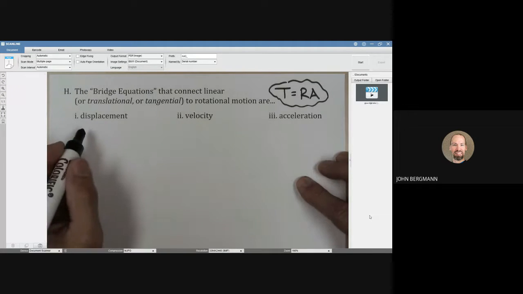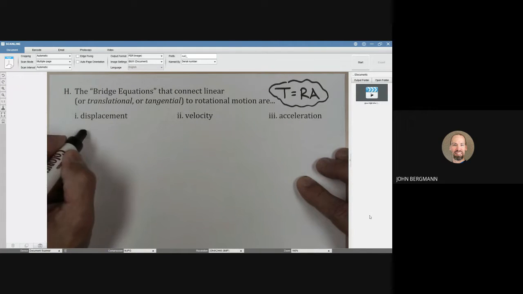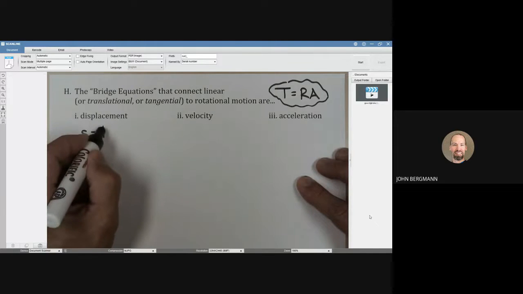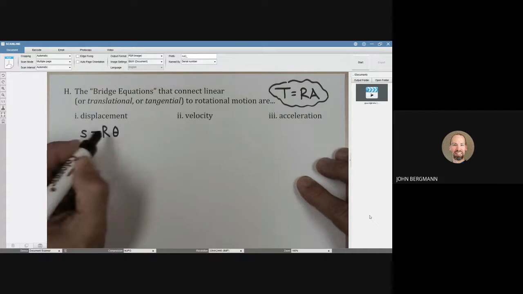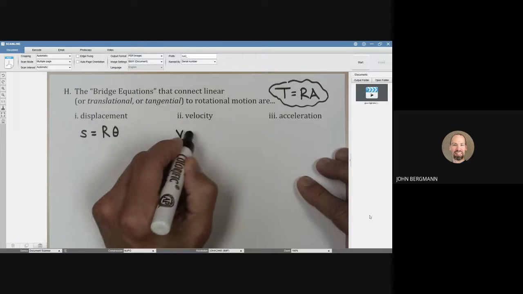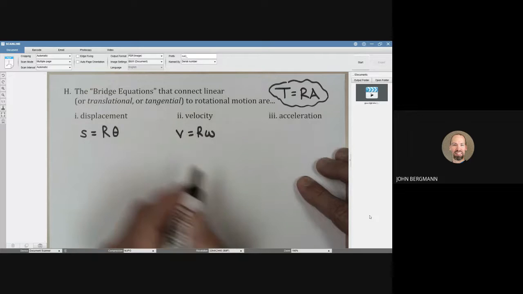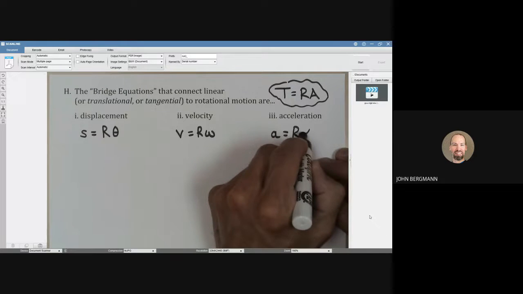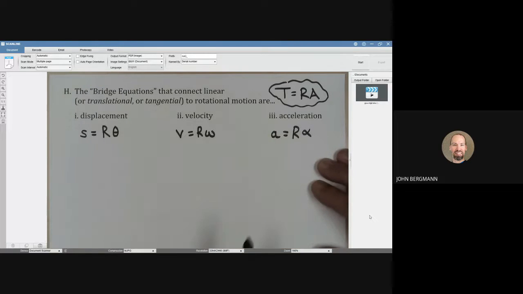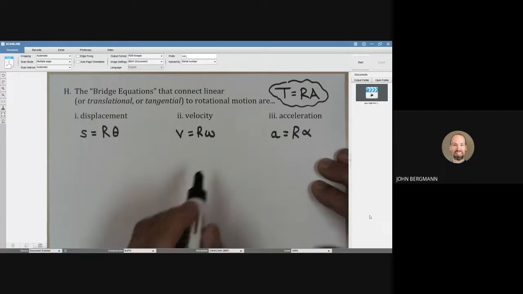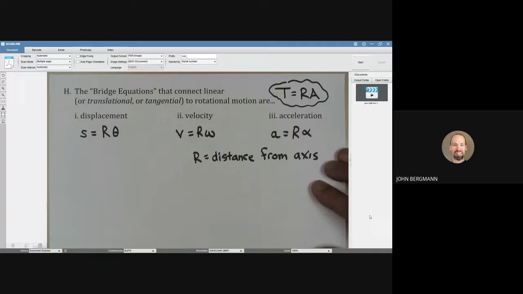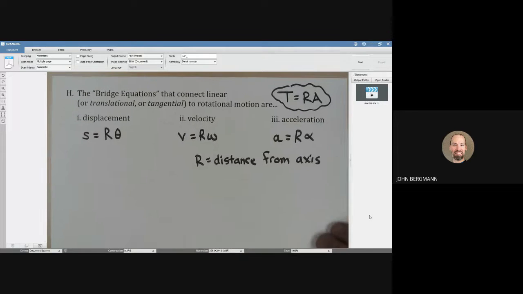So tangential or linear displacement, sometimes we use a d, but often in rotational motion we use an s, is equal to r times the angular displacement. The tangential velocity is equal to r times the angular velocity. Tangential acceleration or linear acceleration is equal to r times the angular acceleration. So the pattern is tangential quantity is equal to r, which is the distance from the rotational axis, that's what r is, multiplied by the angular quantity. That will help you, I think.